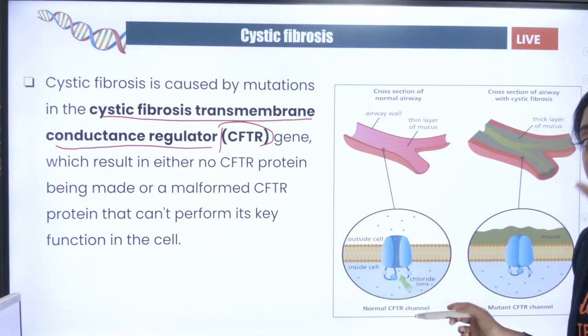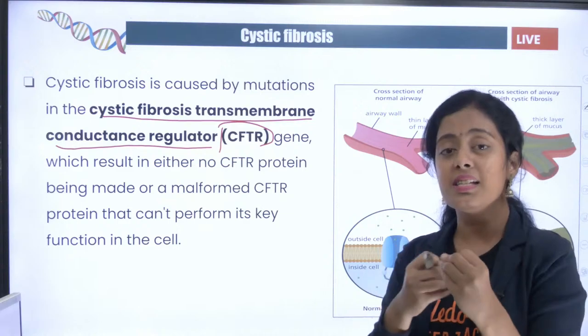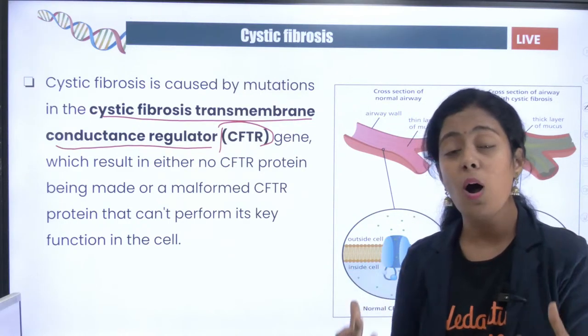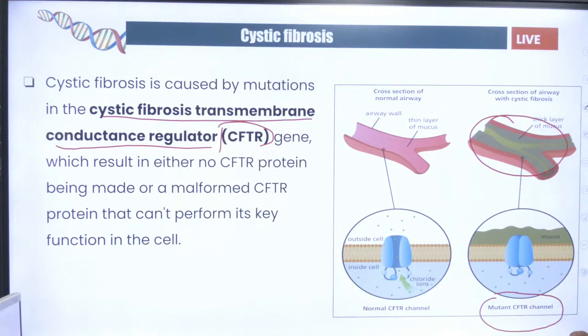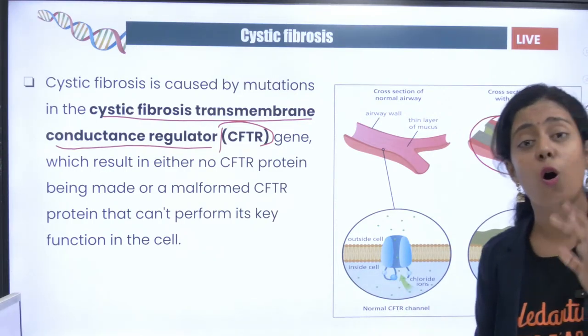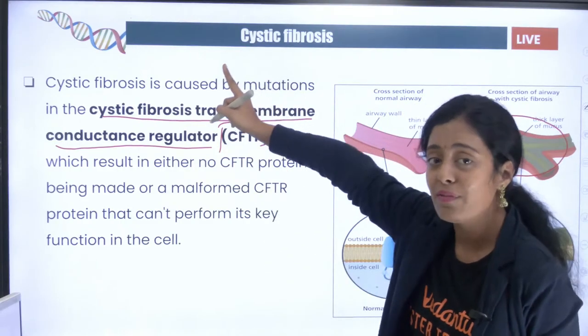Okay, but people with cystic fibrosis have a mutated CFTR channel, and there is some problem in the channel. So what happens? There will be accumulation of mucus in the alveoli of the lungs. So they will find it very difficult to breathe, and their oxygen saturation will be very, very low. That is your cystic fibrosis.